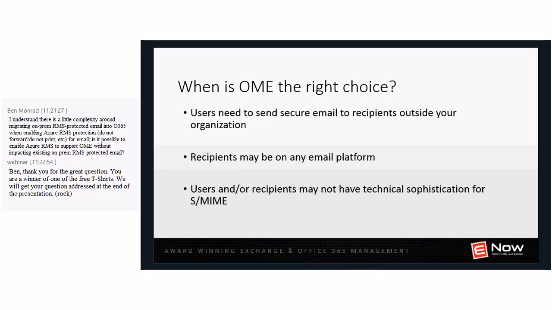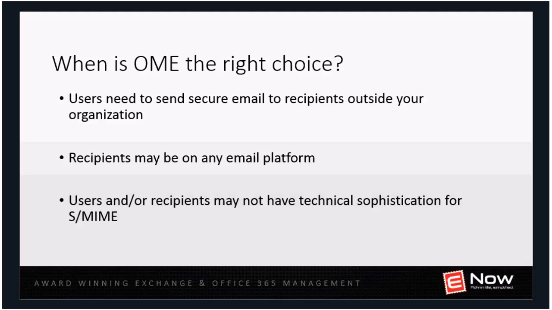So when is OME the right choice to use? When you have users and you want to make it available for them to send secure email, but they're not terribly technically sophisticated users. S-MIME, which we're going to talk about coming up here in a little bit, is another encryption technology that users can use to send email, but it really requires the users have a lot more knowledge of how everything is working and how everything's going on.